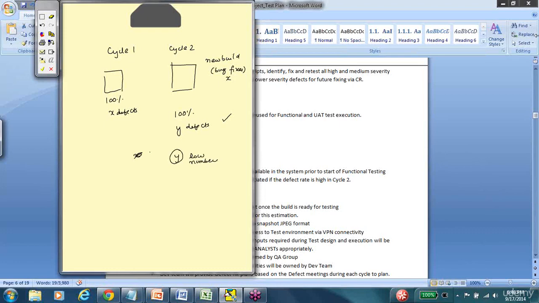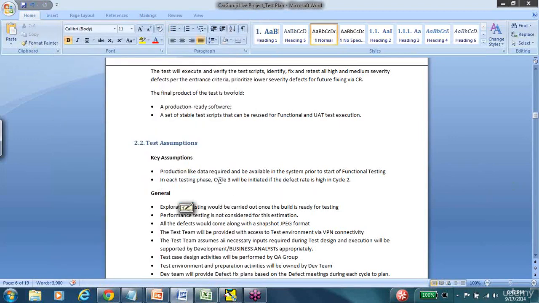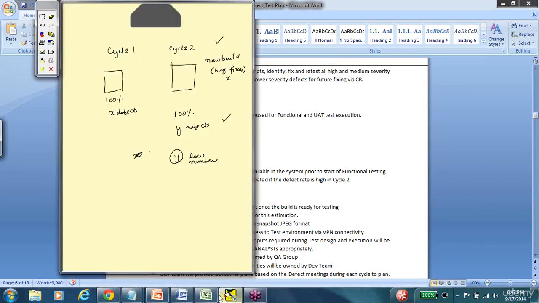But if you're still getting defects like 3 or 4 defects per day, and all the defects are really impactful, very, very severe, then you probably are not ready to go live even if cycle 2 runs out. So here we are stating the assumption that if the defect rate is high, we are going to initiate a cycle 3. So we are laying the groundwork on when to stop testing.